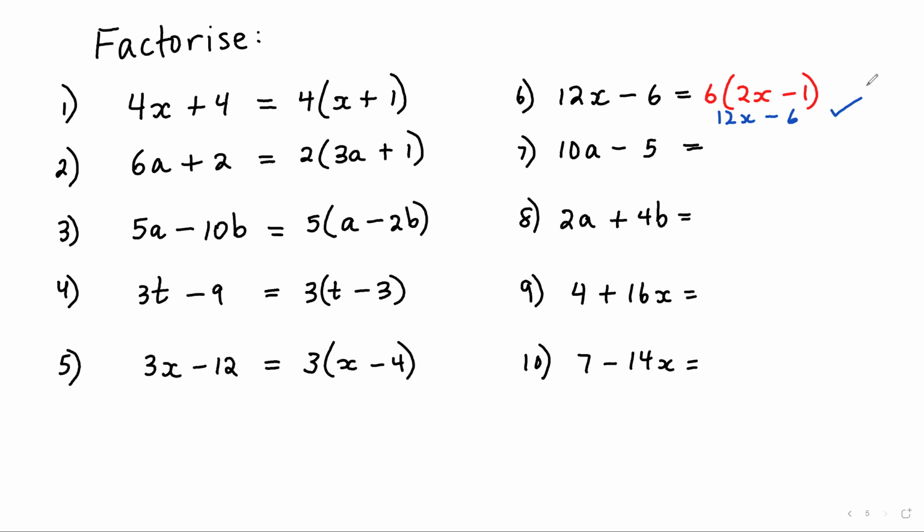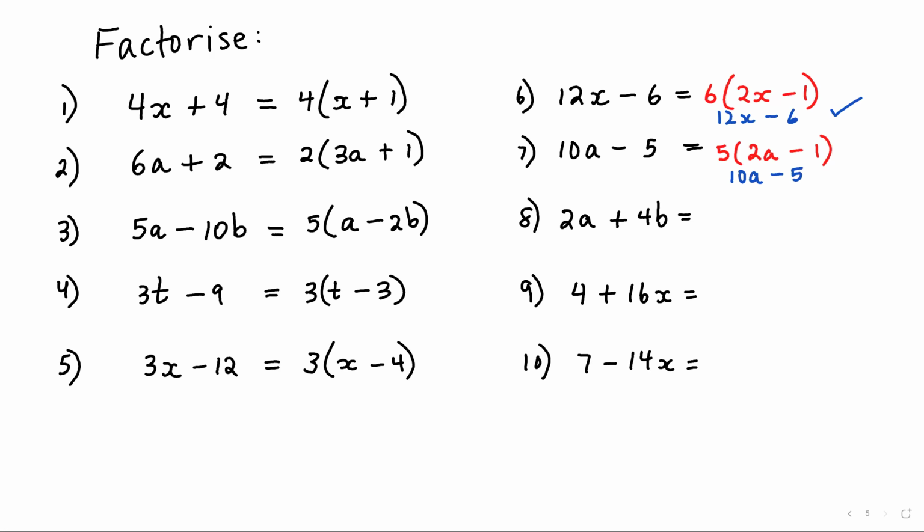With 10a and minus 5, the common factor here is 5. 5 into 10a is 2a, and then 5 into minus 5 is minus 1. Again, to check your answer, you simply multiply your brackets, right? So 5 times 2a is 10a, and then 5 times minus 1 is minus 5.